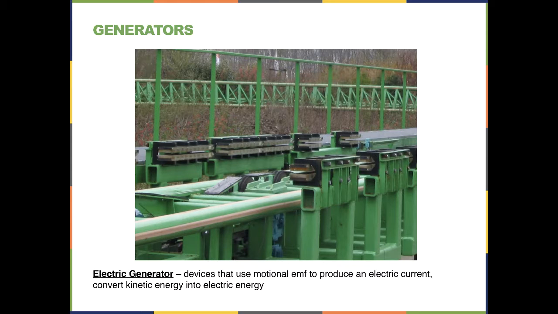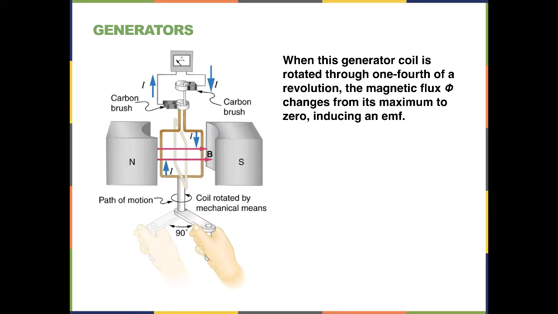Now, a generator, as we mentioned before, is a device that uses motional EMF to produce an electrical current. In fact, what it does is convert kinetic energy into electrical energy. And here's a schematic of a generator. Basically, in this case, a person is putting kinetic energy into the coil. This kinetic energy causes the coil to pass through the magnetic field, and as it passes through, the change in flux produces a current inside this wire.